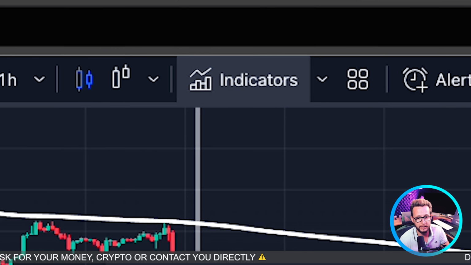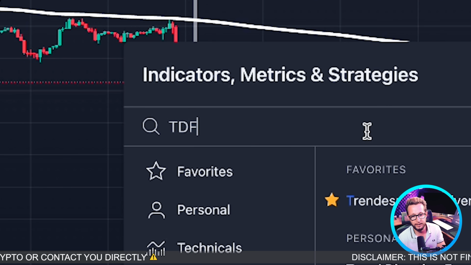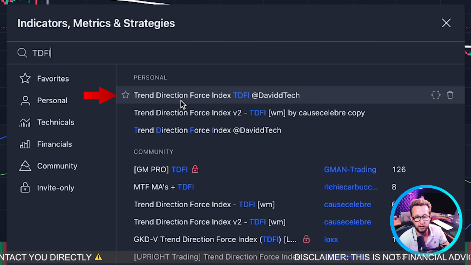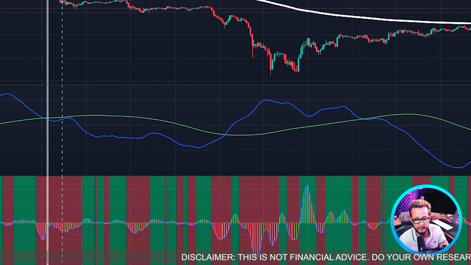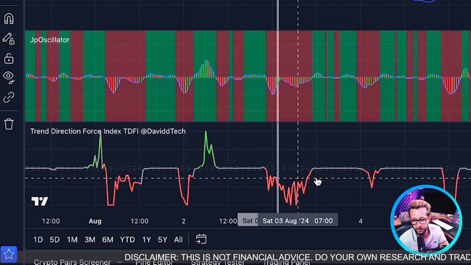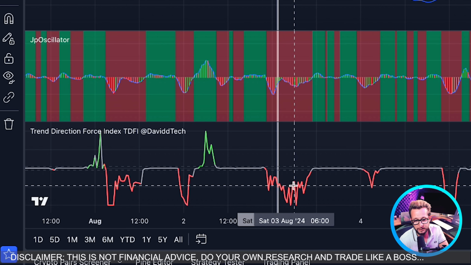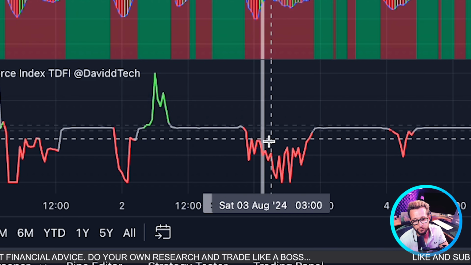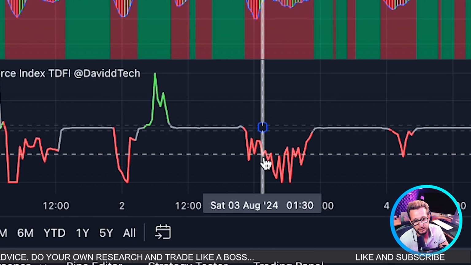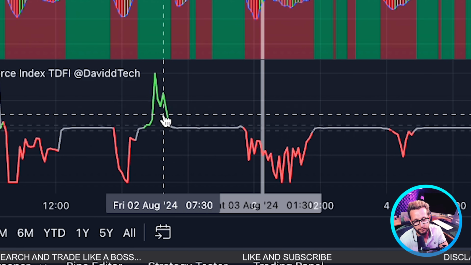Right, let's have a look at the TDFI, which is going to be our volume indicator. It's the trend direction force index by David Tech here. Very, very simple indicator as well. It's very, very powerful. I added this one about 2 years ago and became very, very fond of it only just recently, as I ignored it for a long time. As you can see, we have green and red lines here. When the TDFI is in red, we confirm our shorts, and when it's in green, we're confirming our longs.